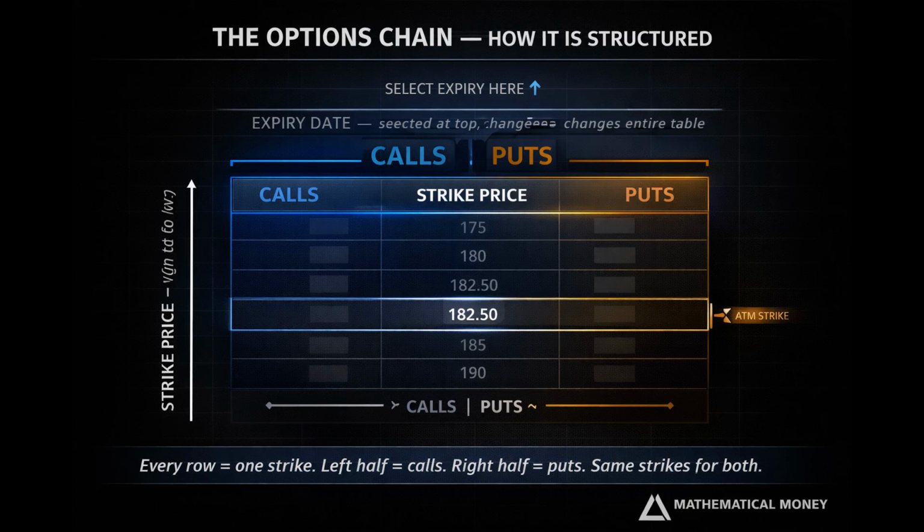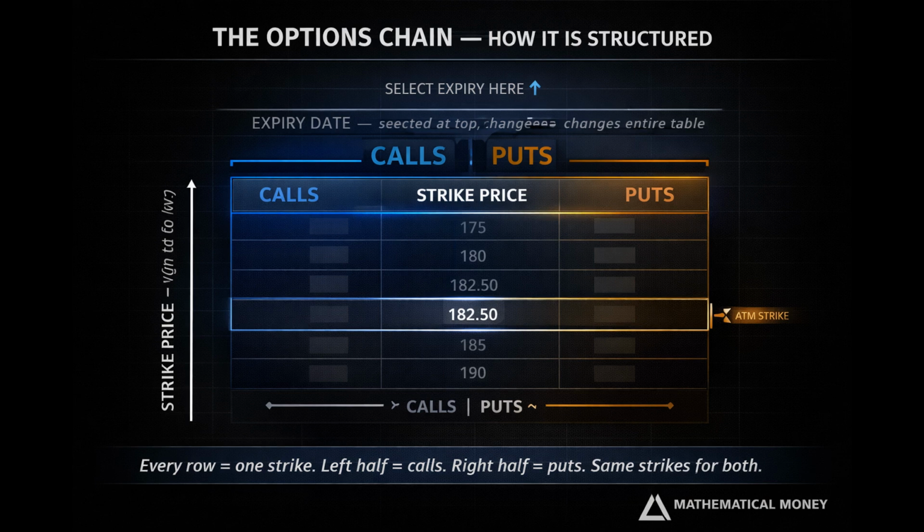An options chain is organized around two dimensions. The first dimension is the strike price, the vertical axis. Strikes are listed in order from lowest at the top to highest at the bottom, or the reverse depending on the platform. The second dimension is the expiry date. You select this at the top of the chain, and the entire table updates to show contracts for that expiry.